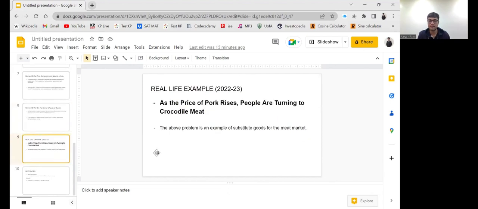Now, for taking a real life example, it's based on Thailand. As the price of pork rises, people are turning to crocodile meat. So basically, these two items over here are substitute goods. So as the price of pork has risen, people tend to buy less of that good, and people tend to buy more of the crocodile meat because it is cheaper. So this is an example of substitute goods from the meat market in Thailand.